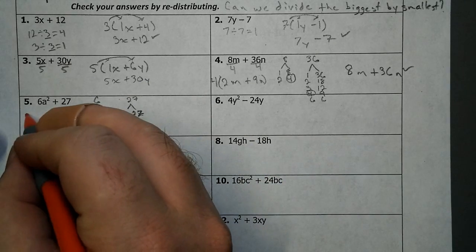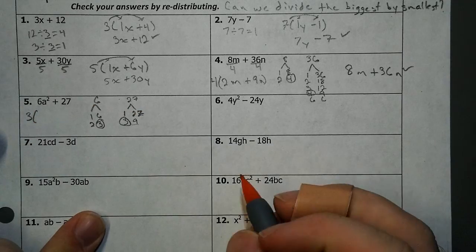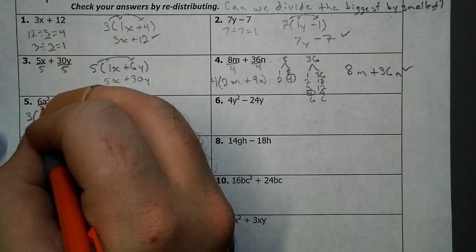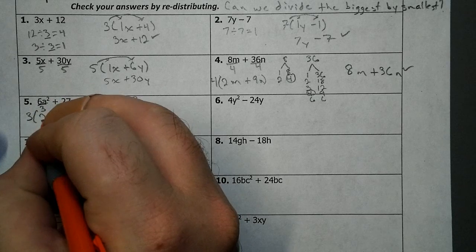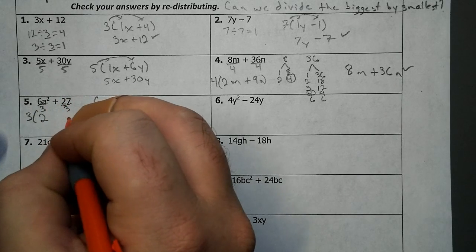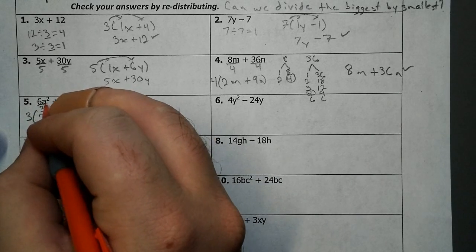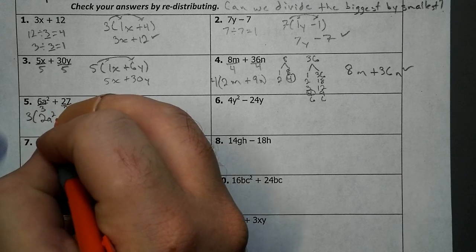So let's divide out a 3. Put your parentheses. 6 divided by 3 is 2. 27 divided by 3 is 9. And this one has an a squared, so it still gets an a squared.